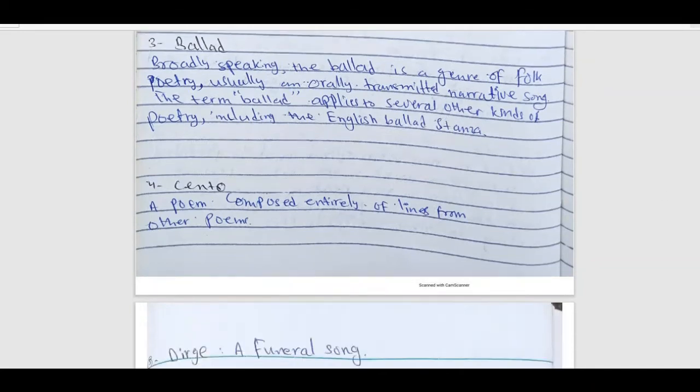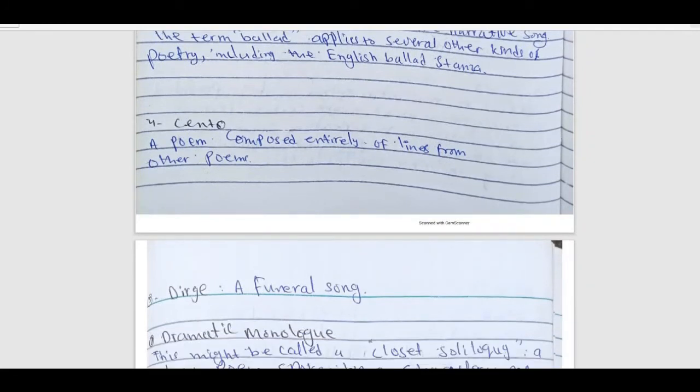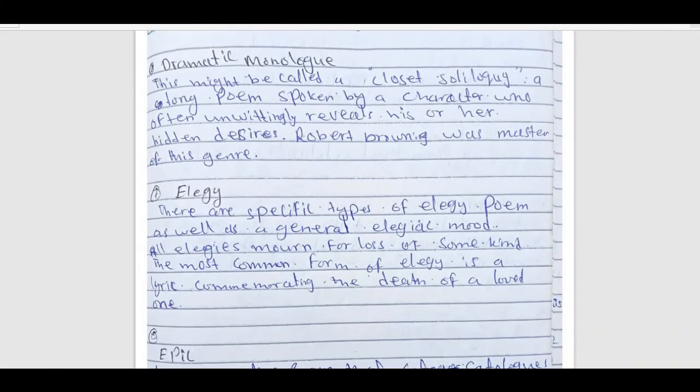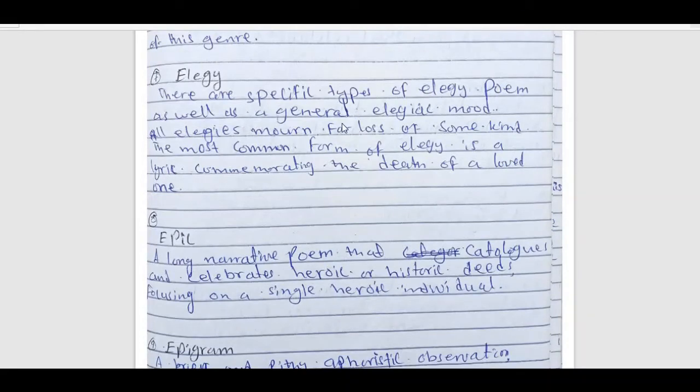Okay, and then Cento, a poem composed entirely of lines from other poems, and Dirge is a funeral song. Dramatic monologue can also be called a closet soliloquy, a long poem spoken by a character who often unwittingly reveals his or her hidden desires. The example is Robert Browning, who was the master of this genre. And then elegy, you are familiar with that, I think so. It's a type of poetry in general. In elegiac form, it is written for a person who is dead, to lament or mourn his death. Okay, so to express your sadness.